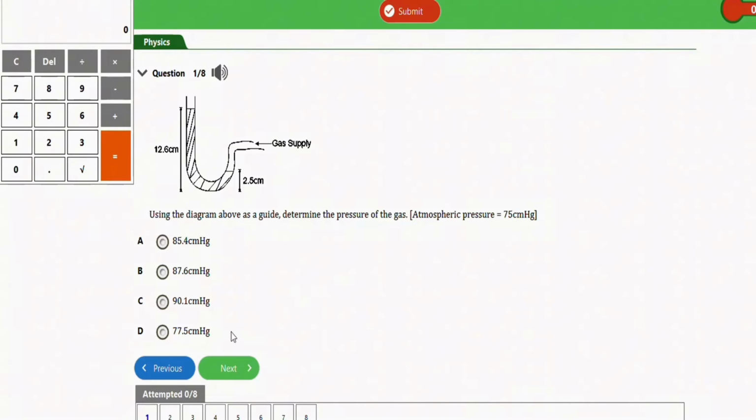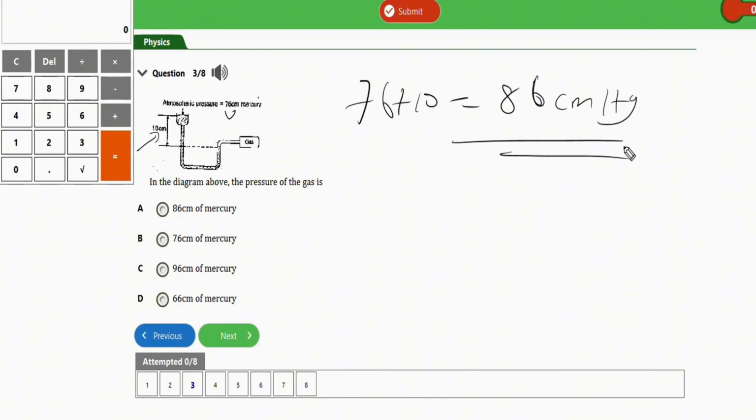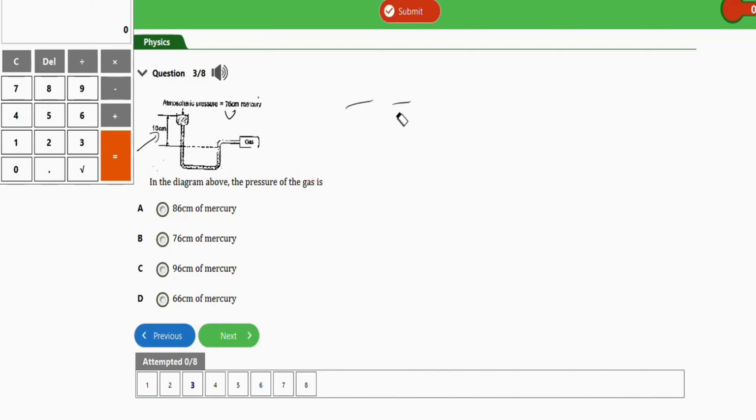The next repeated question will be this one. It says, in the diagram above, the pressure of the gas is... Let me show you how you're going to solve it. What we have here is 76 cm mercury. To get the pressure of the gas, all you need is to add the 76 to the 10 we have here, plus 10. This will give you 86 cm mercury. So the correct option is option A. That's it for this question. It's as simple as this.